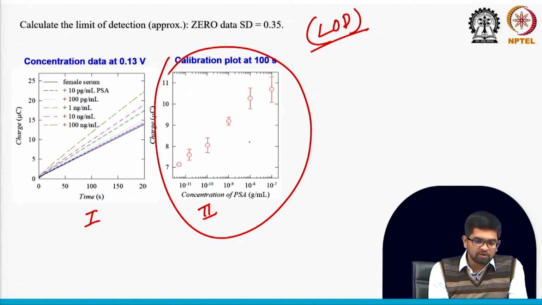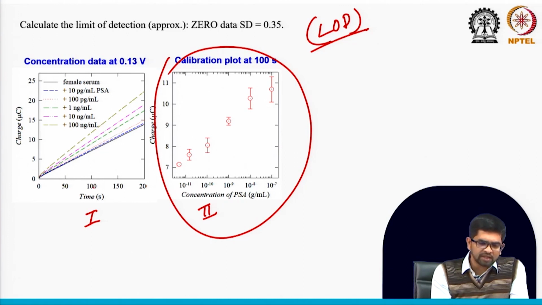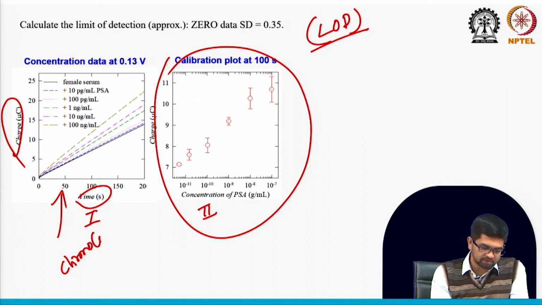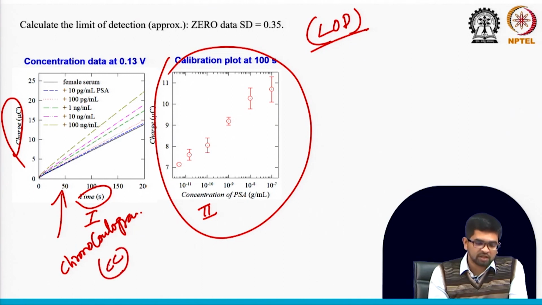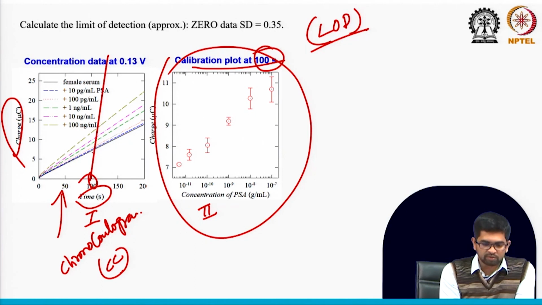Let's summarize. If I provide you concentration data and ask you to make a calibration curve, then, because this is charge versus time, this is a chronocoulogram, and the technique is called chronocoulometry, CC. At a fixed time you have to measure all the charge. Here, for the calibration curve, I decided on 100 seconds. So at 100 seconds you have to measure all the values.